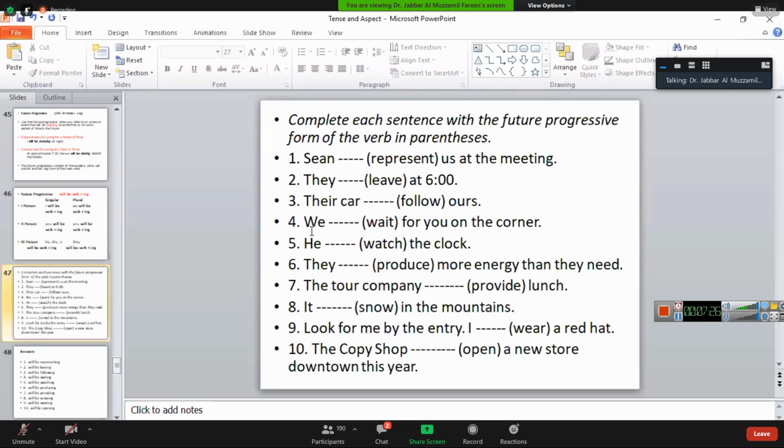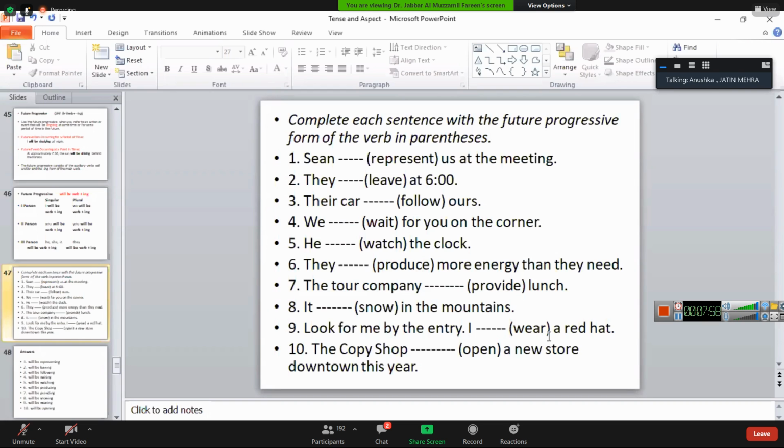He dash wait: he will be waiting. He dash watch: he will be watching. They dash produce: they will be producing. The tour company: will be providing. It dash snow: it will be snowing.